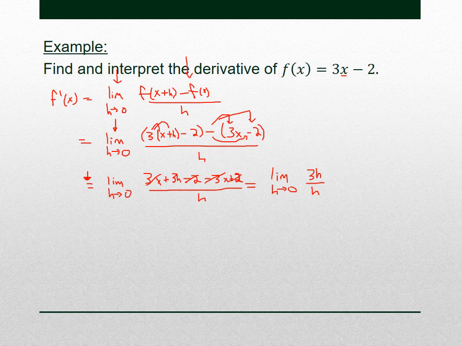Now once we get to this guy, we can cancel these h's, and we're left with the limit as h goes to 0 of 3. Well, 3 doesn't change because there's no h's in there, so that's just 3. So that is the derivative. f prime of x is 3.